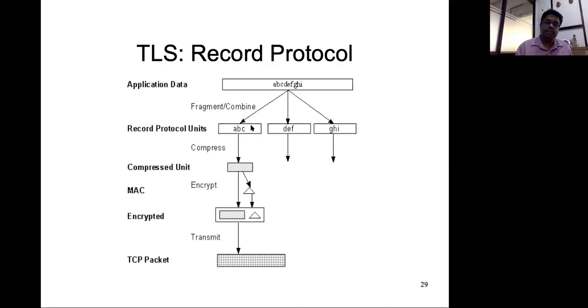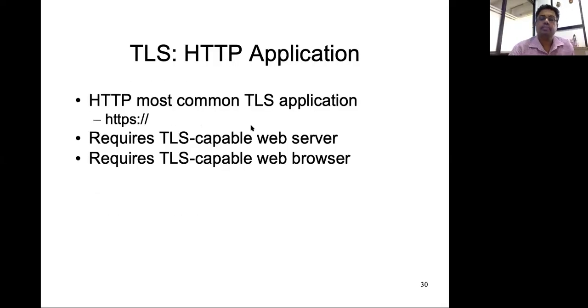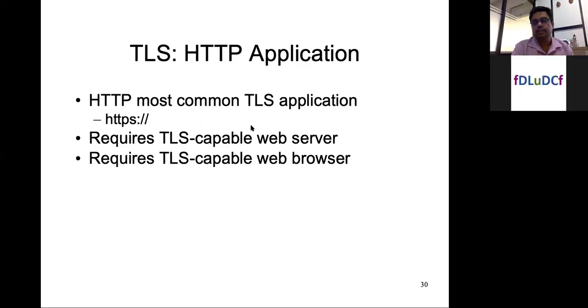Similarly, each part of the communication is chunked into pieces, compressed, given a data integrity code, encrypted and transmitted. So that's how this TLS communication works. How do you know TLS is in action? We can see TLS is in action by looking at the browser's location bar.